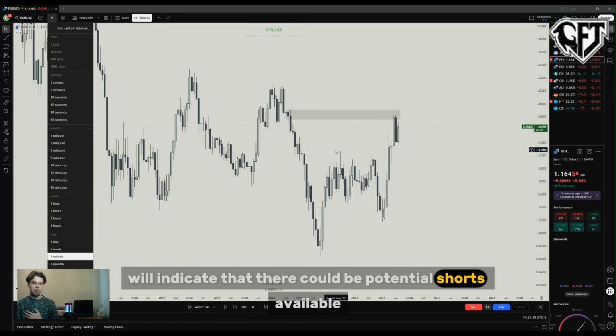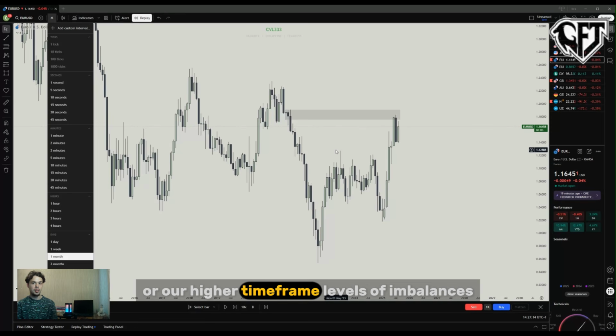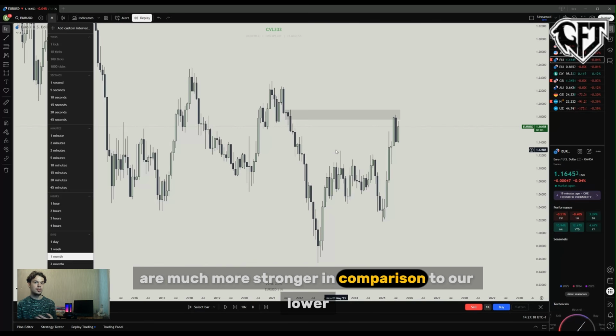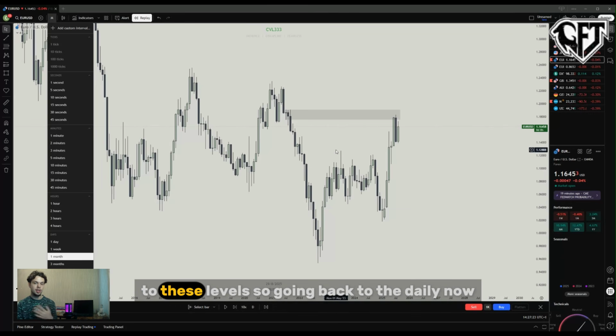So we have reacted with a monthly supply zone, which will indicate that there could be potential shorts available, as our higher time frame levels of supply and demand, or our higher time frame levels of imbalances, are much stronger in comparison to our lower time frames. So we can expect a much more significant reaction to these levels.